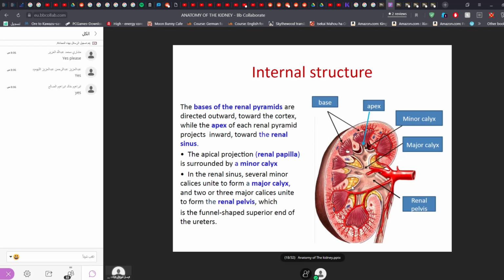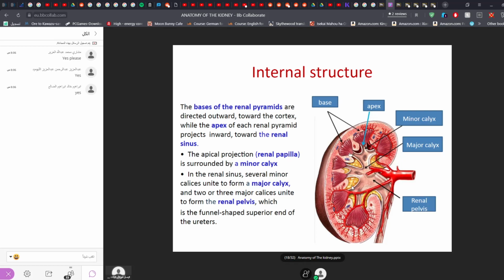So each renal pyramid has a base which is toward the cortex. Can you see? This is the base towards the cortex. And it has an apex which runs towards the medial side. This is called the renal papilla, and it is towards the renal sinus. And the base is towards the renal cortex.